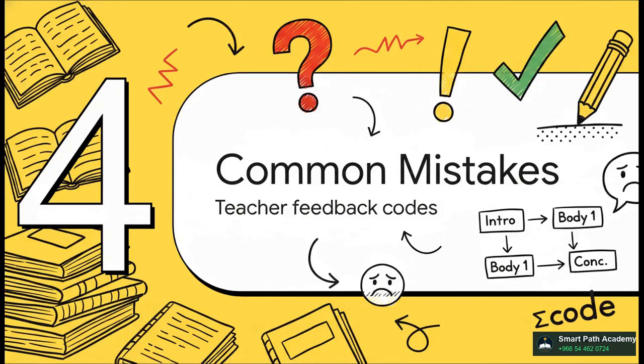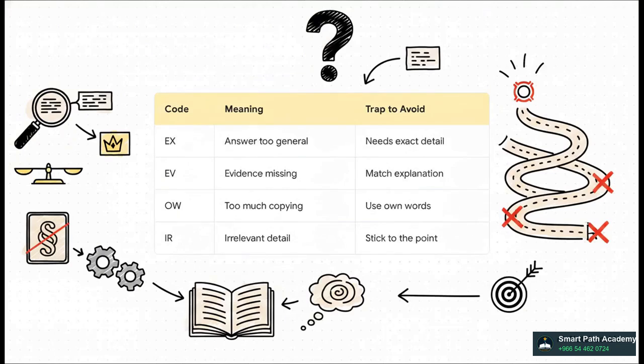All right, section 4, avoiding common mistakes. It is time to look at those super frustrating teacher feedback codes that literally cost students marks every single year. Think of these teacher codes as a kind of cheat sheet for the examiner's brain. If your teacher writes EX on your paper, it means your answer was way too general. You fell into the trap of not giving exact details, like forgetting our golden phrase.